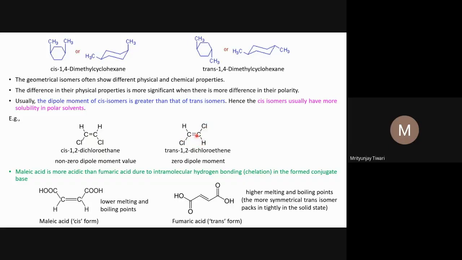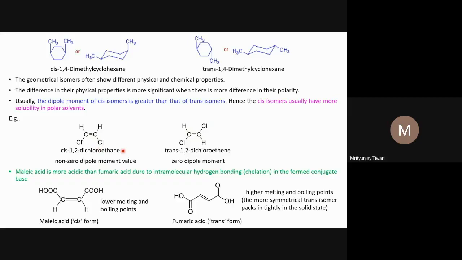So the net dipole moment here, they will cancel out each other. Similarly, the dipole moment along this bond and this bond are also opposite to each other with the same magnitude, so they will also cancel out. So there is a net zero dipole moment, and the trans isomer usually has zero dipole moment for this kind of compound, trans 1,2-dichloroethene.